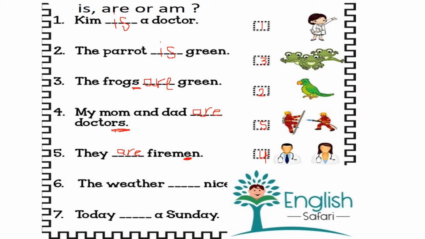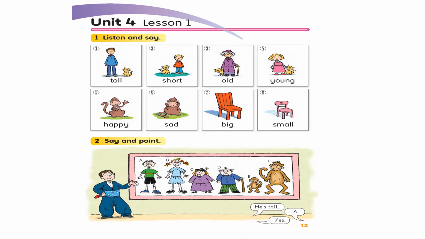Okay, the weather, nice. The weather is nice, not are, right? We have only one weather. How's the weather? It is nice. Today is a Sunday. Today is Sunday. Okay? So here we have singular, only one. Today is one day. So Sunday. Okay? Very good. Let's move to the next page.